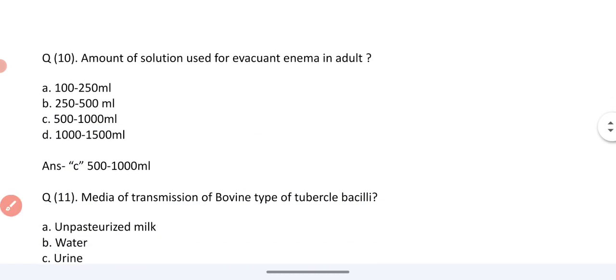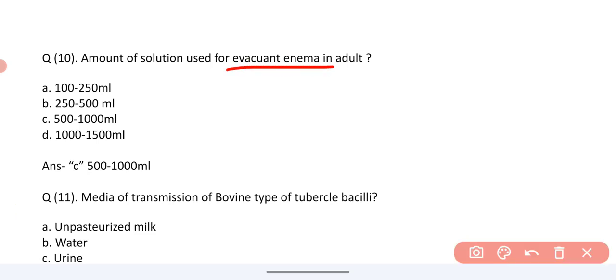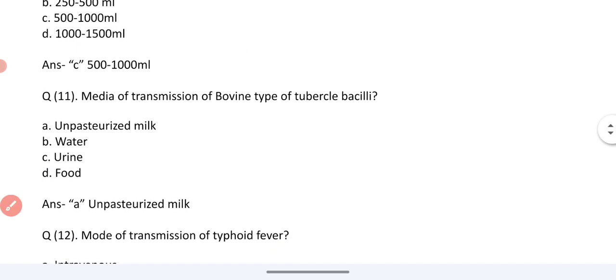And question number 10, amount of solution used for evacuant enema in adult. Here the keyword is evacuant enema in adult. This one will take you to the answer C, that is option C, 500 to 1000 ml for evacuant enema. Direct question.